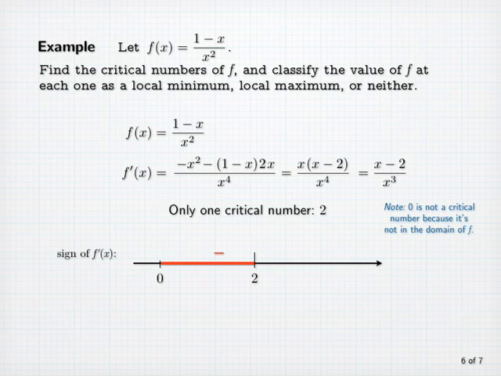And if x is greater than 2, then the numerator and denominator of f prime of x are both positive, and so f prime of x is positive when x is greater than 2. So we see that f of x is decreasing on the left of 2, increasing on the right of 2, and therefore f of 2 must be a local minimum. And so the value there, f of 2 equals minus 1/4, is a local minimum. And it's the only local extreme value that f has.